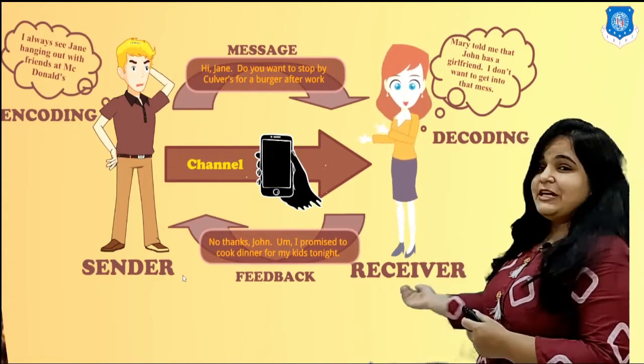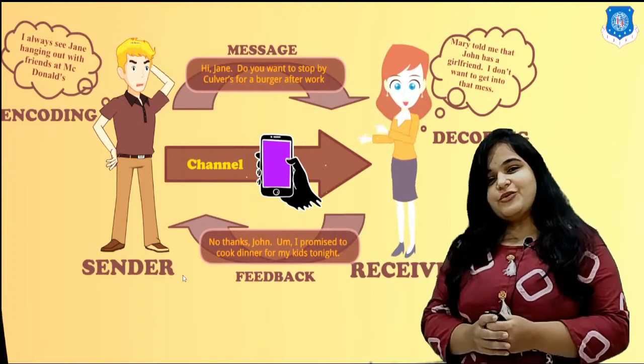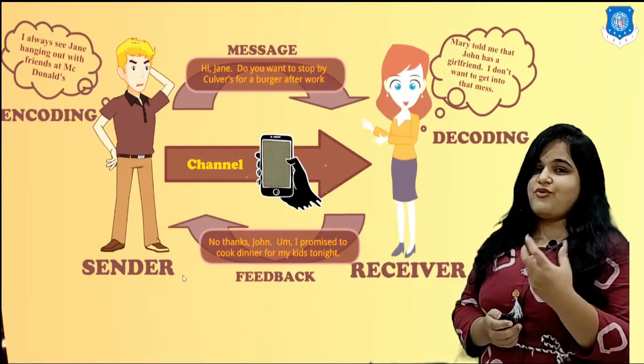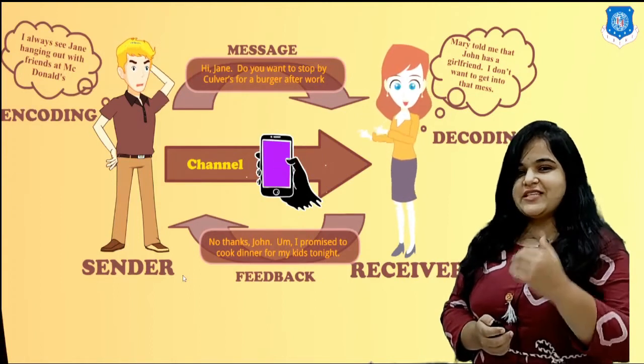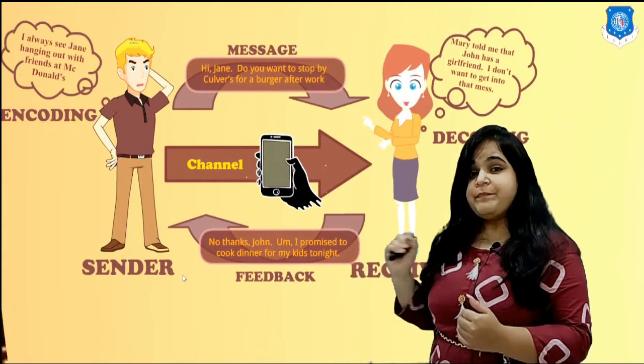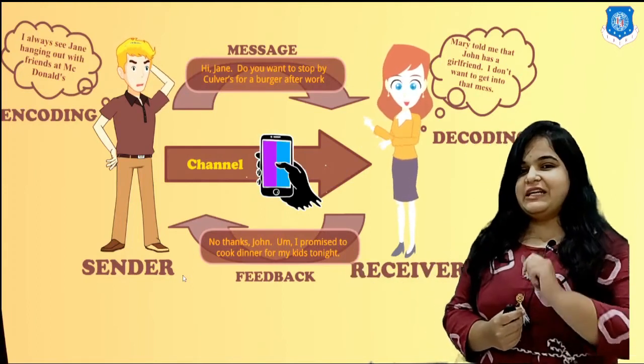She gave out feedback back to John, where she told that no, she has to cook dinner for her kids and she is not available for going out. So this is known as feedback from the receiver to the sender. Students, we missed an important part here.